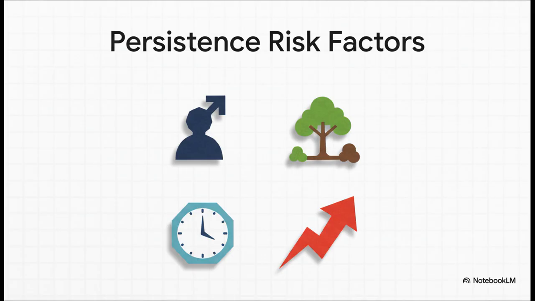It's higher if stuttering runs in your family. Time is a huge factor. If it's been going on for over 3 years, the odds of it disappearing on its own go way down. And pretty obviously, if it's getting worse instead of better, that's not a great sign.